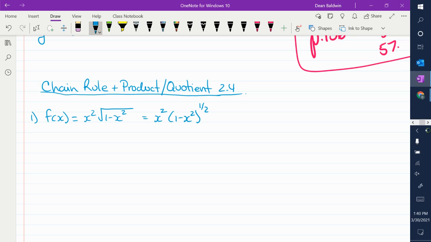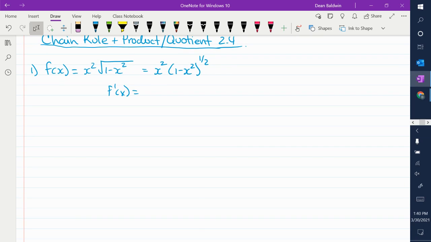What two rules are we going to use here? Product and chain. Okay, so we're going to use product. So f prime. So we do the derivative of x squared. What's the derivative of x squared? 2x, times the other function, which is 1 minus x squared, to the power of a half. That's the first part of product rule.